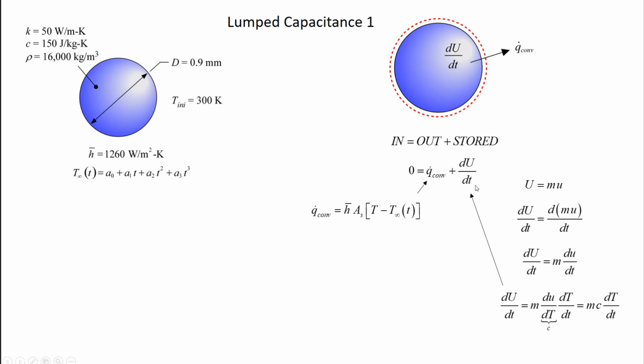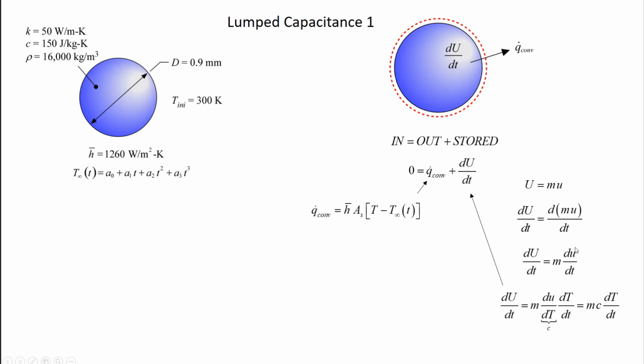And then dU/dt takes a little bit of thinking about. The total energy inside of this object is the mass times the specific internal energy. So I need to take the derivative of that, right? The mass is not changing for this control volume, so I can pull that out. So this is m times du/dt.